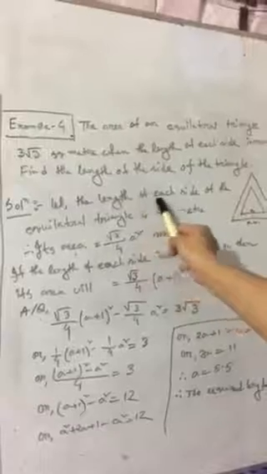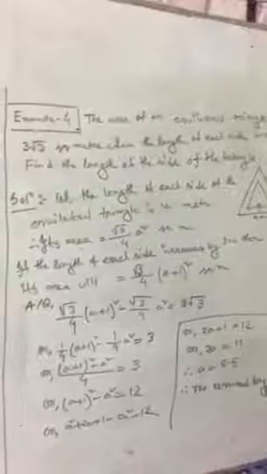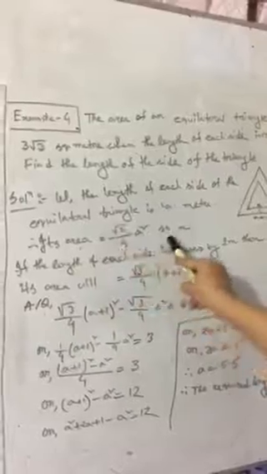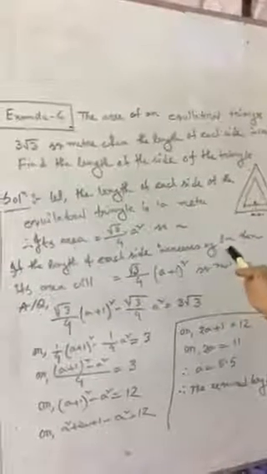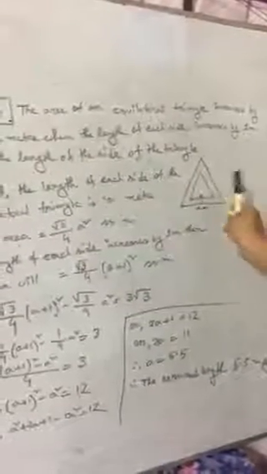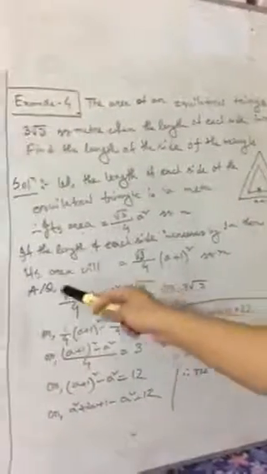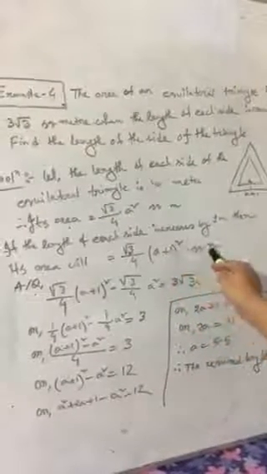Let the length of each side of the equilateral triangle be a meter. We know the area of the equilateral triangle is root 3 by 4 a square. That means its area will be root 3 by 4 a square. Now, if the length of each side increases by 1 meter, what happens? Then the side will be a plus 1 meter. If this is a meter, and 1 meter increases, that means a plus 1 meter. Now its area will be root 3 by 4 (a plus 1) whole square meter.